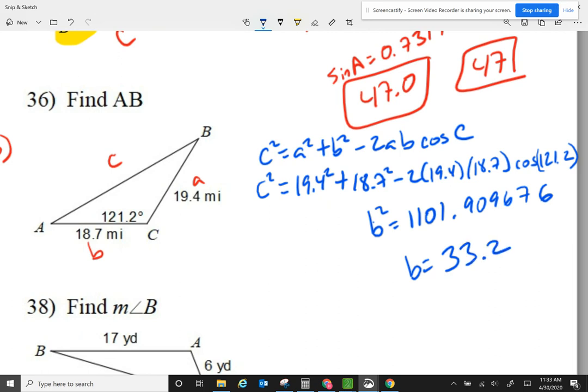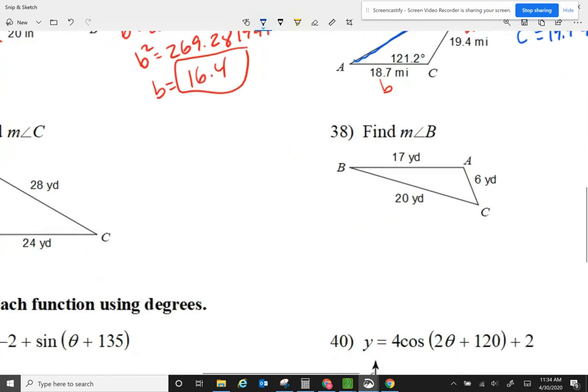Now here I was solving for the distance between A and B. Oh, and this is not B squared, actually this is C squared. So that's what I was solving for, so 33.2. Good, got it. Now let's take a look at number 37.